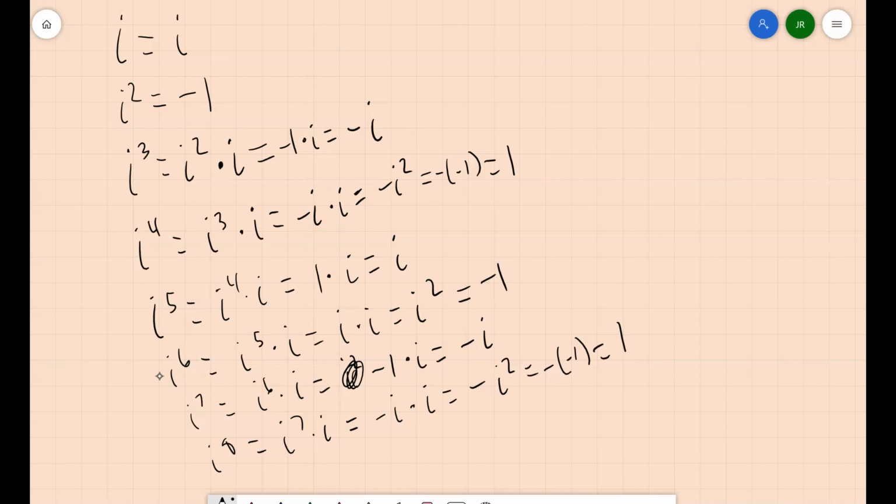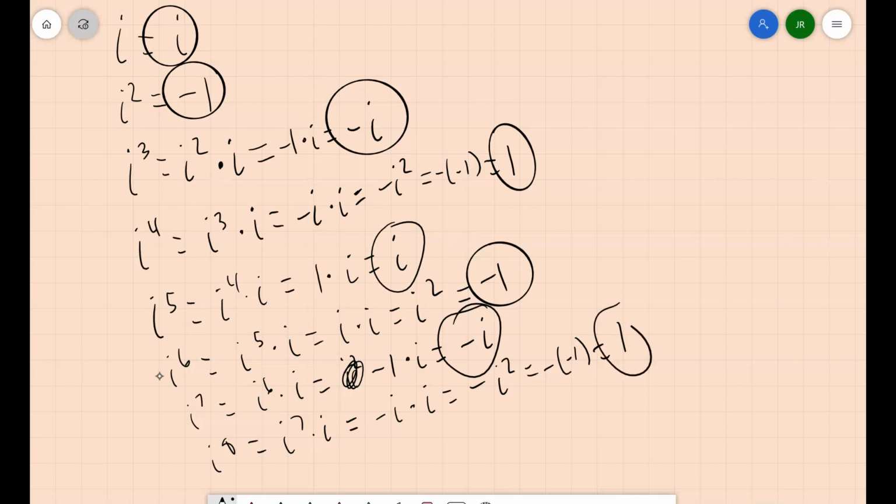All right? Because i to the 9th is just going to be i to the 8th times i. So it's just 1 times i. So it's back starting over again at i. So i, negative 1, negative i, 1. i, negative 1, negative i, 1. And it's going to repeat again. If you can remember this, all right, I won, right? I won, negative sandwich. Then you can remember this pattern. I won, negative sandwich.